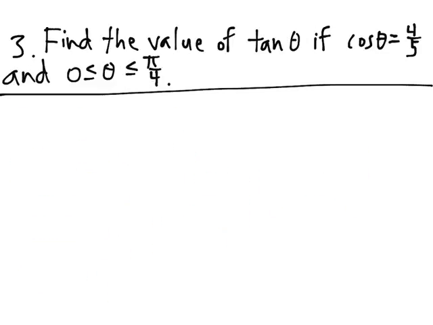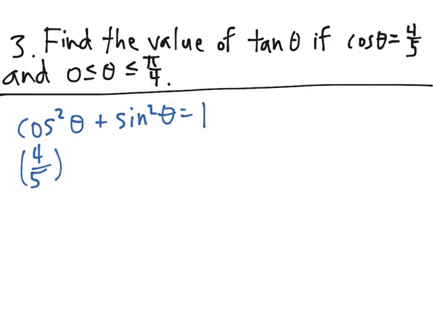Problem 3. Find the value of tangent theta if cosine theta equals 4/5 and 0 is less than or equal to theta, which is less than or equal to pi over 4. The first thing we can do here is use the Pythagorean identity that says cosine squared theta plus sine squared theta is equal to 1. Now just like in the previous problem, we can plug in 4/5 for cosine theta and get 4/5 squared plus sine squared theta equals 1. This will allow us to solve for sine theta.